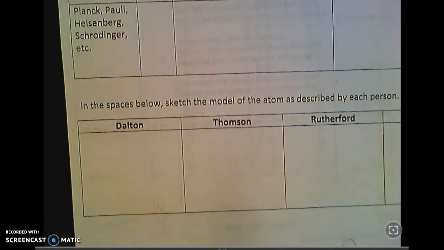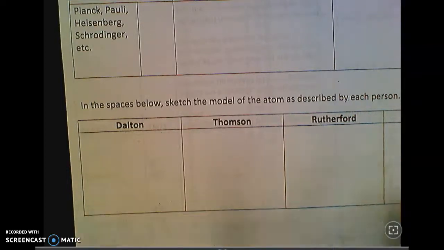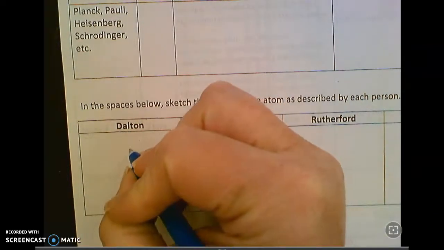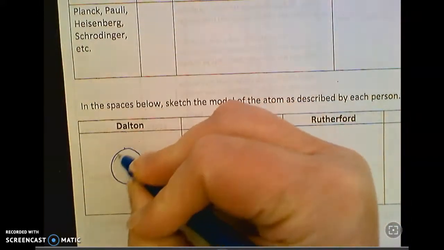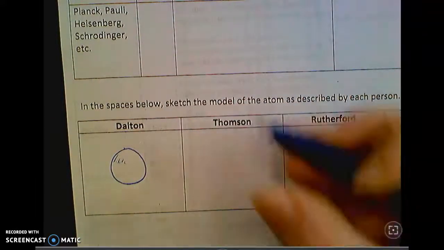So when you think about what Dalton said and what he knew about the atom, it was really pretty basic. He didn't know anything about the internal structure of the atom. And so according to John Dalton, atoms were indivisible particles. Sometimes his model is called the billiard ball model. It's basically just a sphere. Mine's just going to look like a flat circle. Maybe we've got a little shading there.